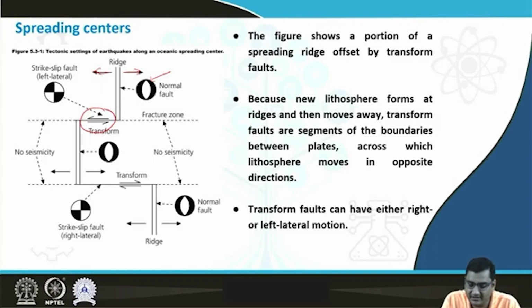And here, since it is a transform plate boundary, it is represented by a strike slip fault. If you look at the arrow of the plate on the other side, it is moving in the left direction, so it is basically a left lateral strike slip fault or a left lateral transform plate boundary, and it is represented by this beach ball diagram.